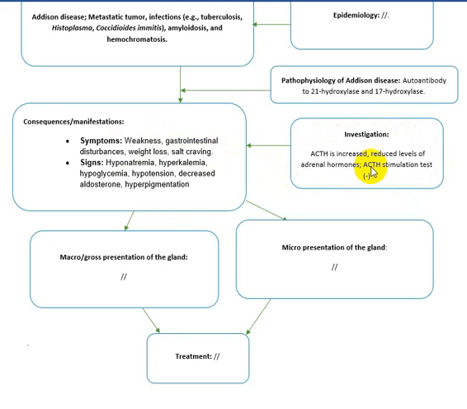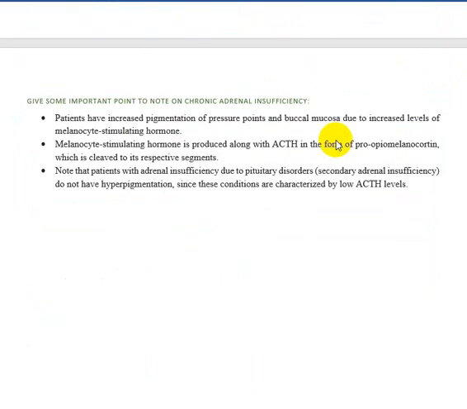With the ACTH stimulation test, you enter ACTH into the body. When you enter ACTH in the body, you realize that with Addison disease, it is not going to cause an increase in the level of adrenal hormones. This is because of the autoimmune destruction of the adrenal gland enzymes, which produce the different hormones.